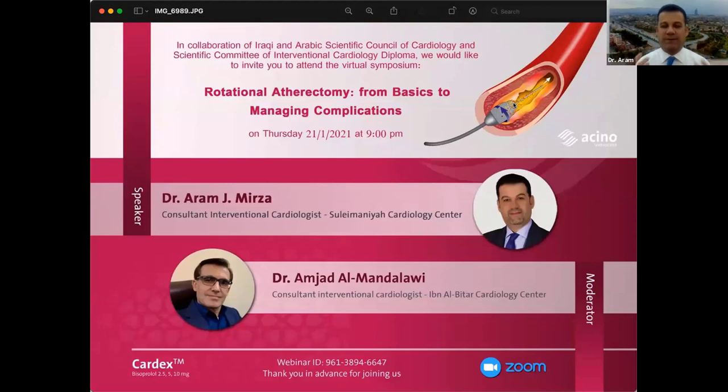So at that time, you should prepare yourself. You are going to choose the most important one. For instance, if you are working on the LAD and diagonal, definitely we are going to do debulking or plaque modification for the LAD. But it depends on the size of the side branch. If it is Medina 0-0-1, you can do ablation for both. First, you do ablation for the main vessel. And later, if you think that the side branch is too big, you can withdraw the rotor wire, put it in the side branch and do the same with a smaller burr size.